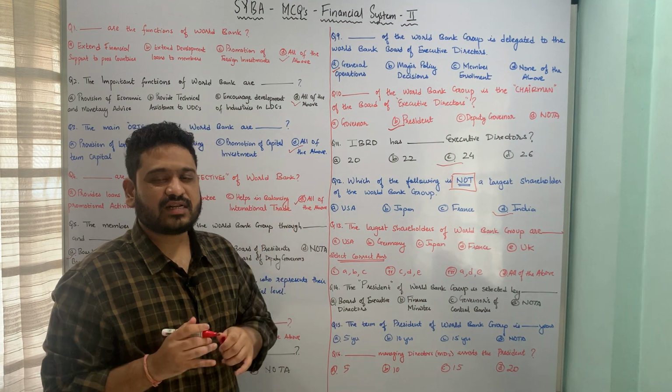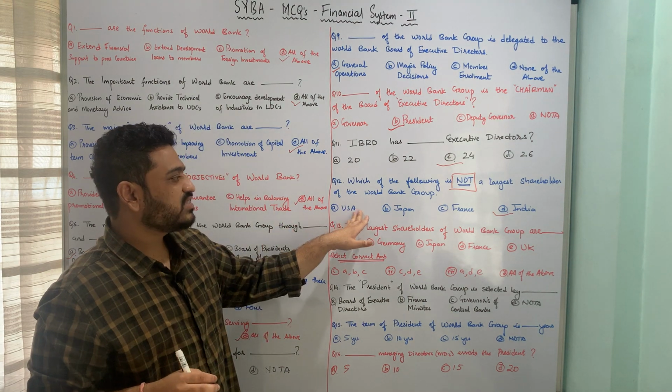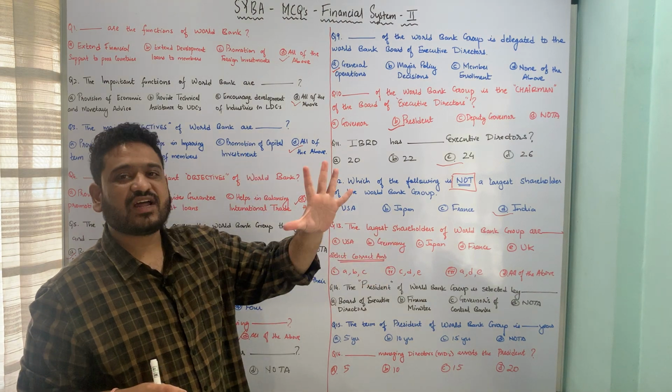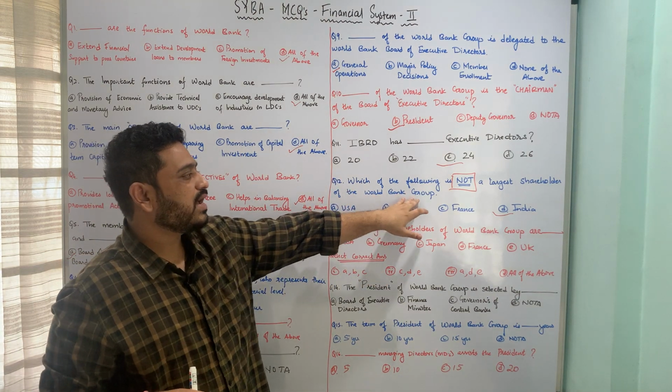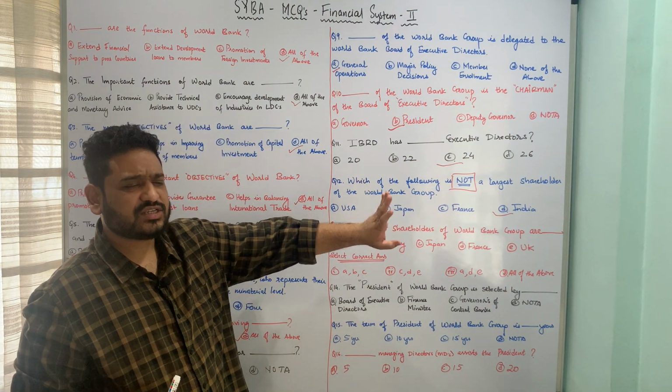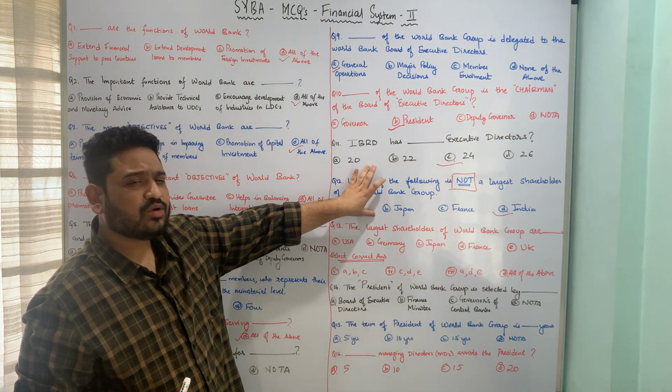There are 5 largest shareholders: USA, Japan, France, then we have Germany and UK. So these are the 5 largest shareholders of World Bank Group. India is not, because this was a "not" sort of a question, so India is not a largest shareholder of the World Bank Group. I hope this question is clear.